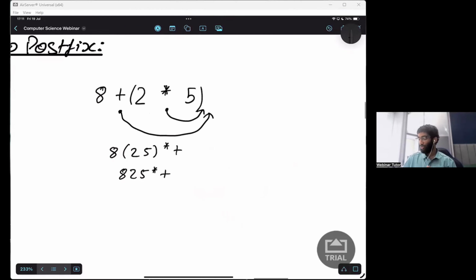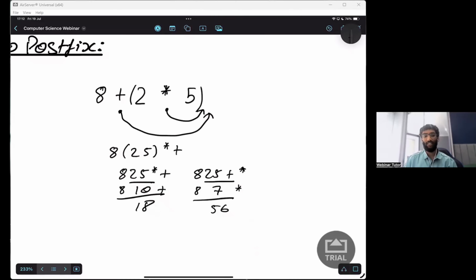Now be careful that you don't accidentally mix the order of the operators up when you're writing them out, because you could accidentally put 8, 2, 5 plus multiplication. Now this will give you a completely different answer. This one here, the correct one, gives you 10 plus 8, which will give you 18. This one gives you 7 multiplied by 8, which gives you 56. As you can see, two very different answers, but we want this one over here.